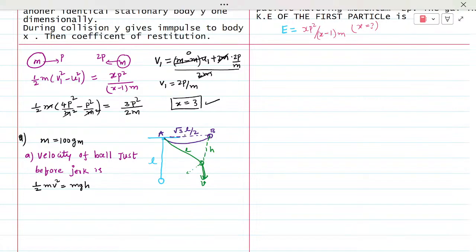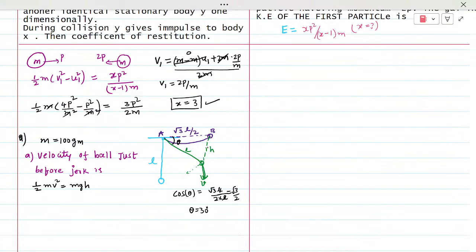So this is L and this is root 3 L by 2. Therefore, here you find out theta. From the diagram, the adjacent side for theta I know and the hypotenuse I know. Therefore, I will find cos theta. Cos theta is equal to adjacent, root 3 L by 2, by hypotenuse, that is L. L gets cancelled, root 3 by 2. Therefore, theta is equal to 30 degrees.